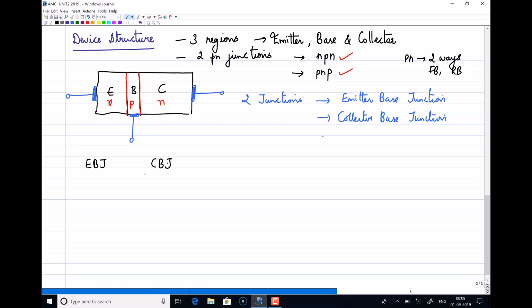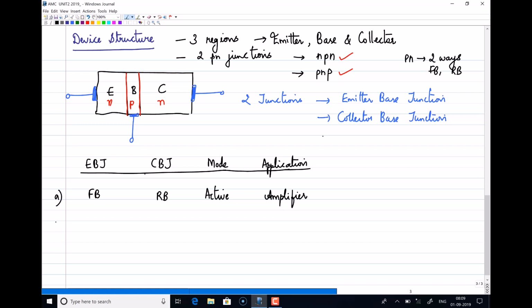That will give you corresponding modes of operation. So I'll consider emitter base junction and collector base junction, and I'll try to bias these two junctions in four different ways. First being, I'll make the emitter base junction forward bias and collector base junction reverse bias. Whenever we do emitter base forward and collector base reverse, we call this mode of operation active mode of operation. We'll see shortly how in active mode of operation the transistor works. And if you look at the typical application of this mode, in active mode, BJT is used as an amplifier.